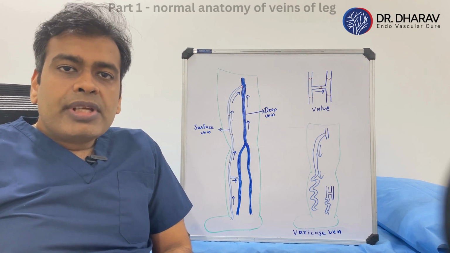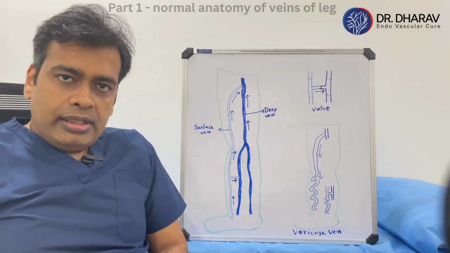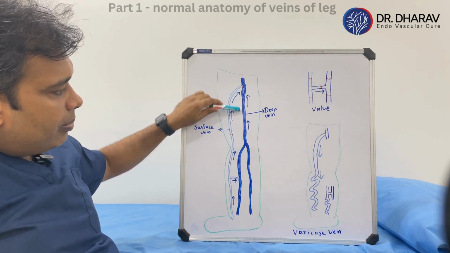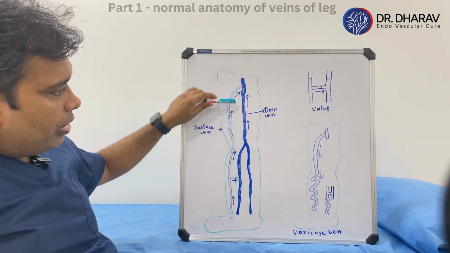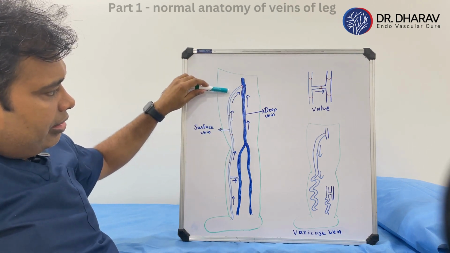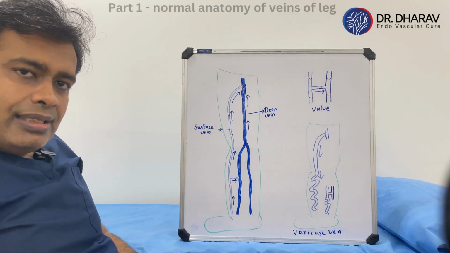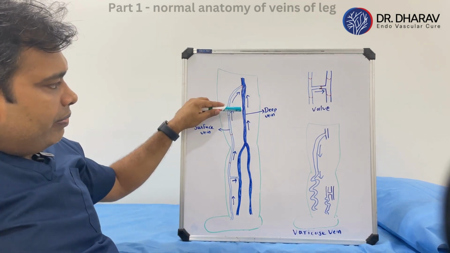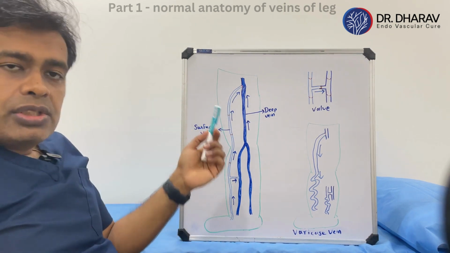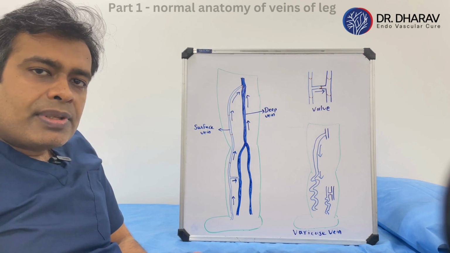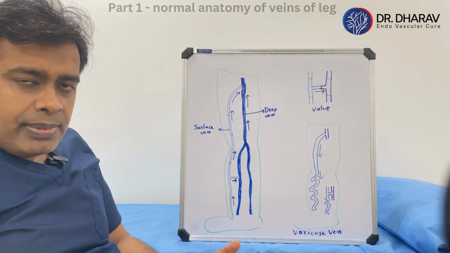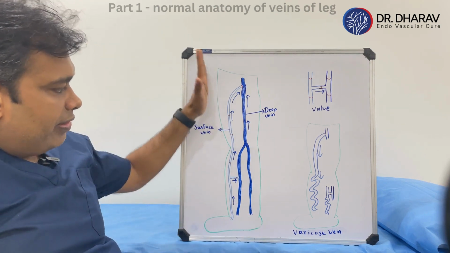So we have two sets of vein in the leg. As you can see in the diagram, we have deep veins, shown in dark blue color, and we have superficial veins, surface veins. Surface veins are present over the skin and subcutaneous tissue, and the deep veins run along the bones, along the deeper part of the muscle. 80 to 90% of blood from the leg goes through the deep veins, and the remaining 10 to 20% of blood will flow through the superficial veins.